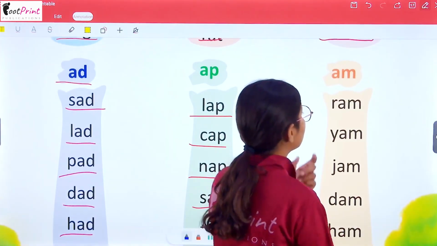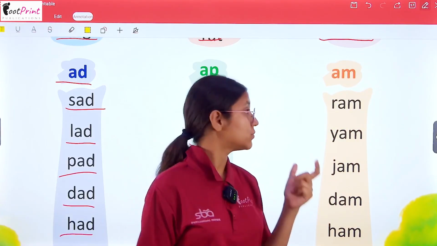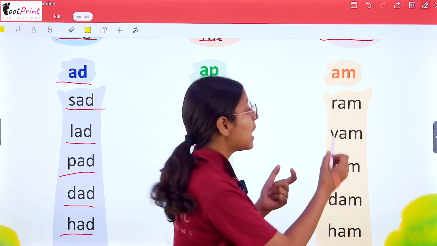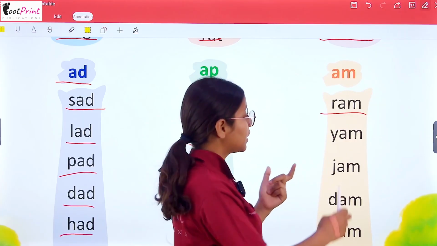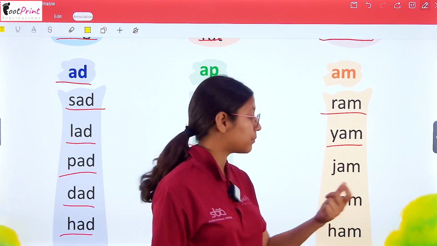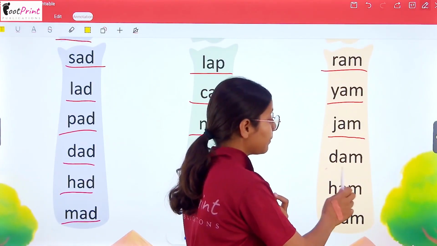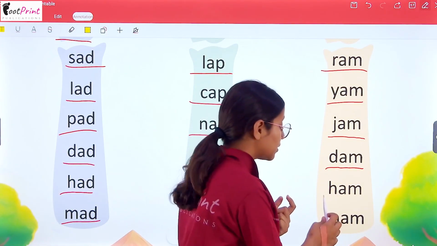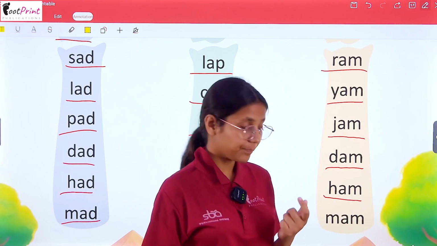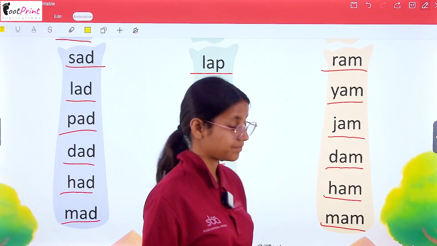Now, the words which end with am. Ram, yam, jam, dam, ham, and ma'am.